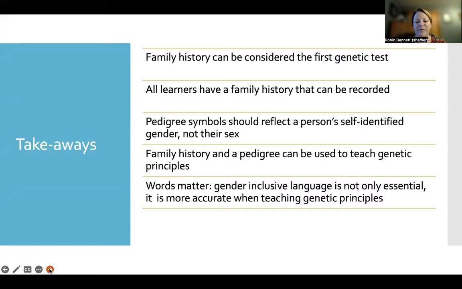Any learner can use their family history, even if they're adopted, because family history can start with them, and they can use the family that they've grown up with as their family history, because they do share those environmental influences with their family. A pedigree symbol should reflect a person's self-identified gender, not their sex. Family history in a pedigree can be used to teach genetic principles, and words matter. Gender-inclusive language is not only essential, but it is more accurate when teaching genetic principles.